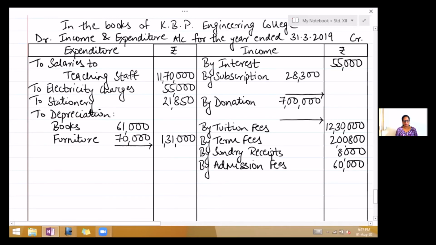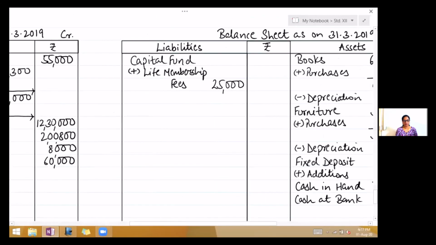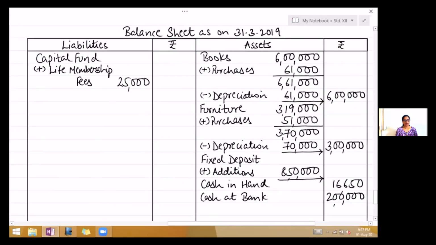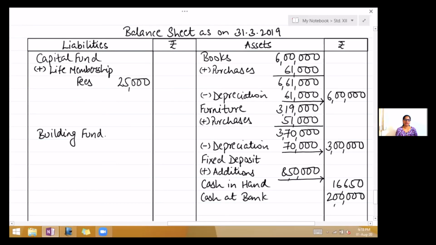Next comes building fund in the additional information. Now see where you have written building fund. Okay, we have to write it on the liability side. Building is an asset, but building fund, that means amount kept aside for the building, is called as building fund. So this write in the inner column, 10 lakhs.